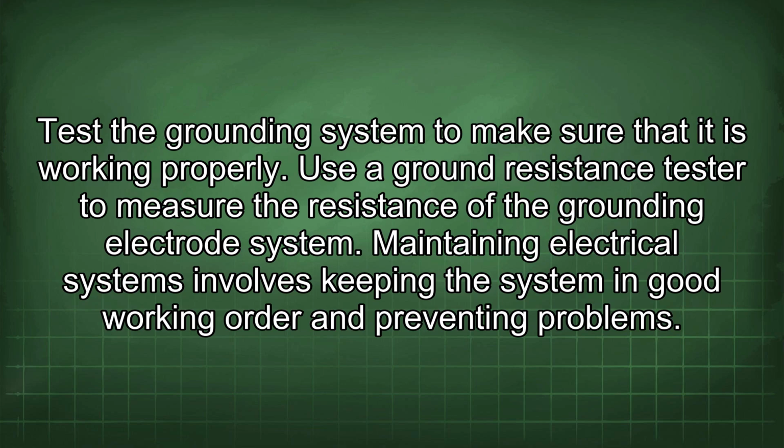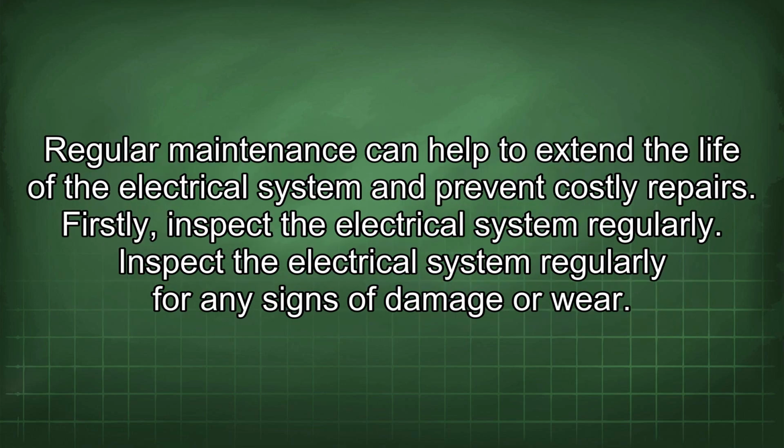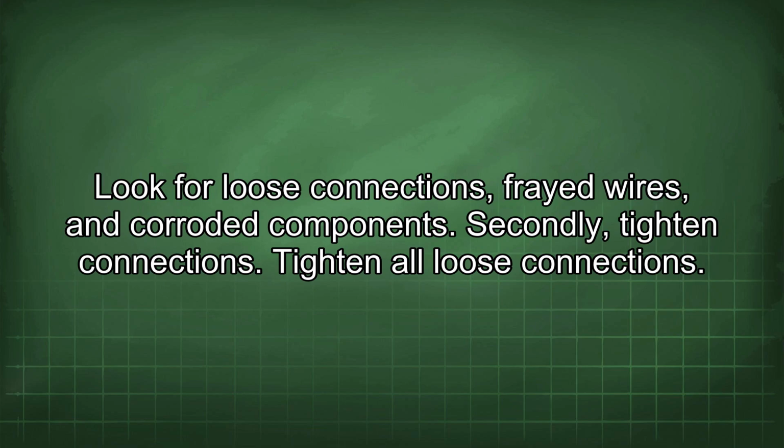Maintaining electrical systems involves keeping the system in good working order and preventing problems. Regular maintenance can help to extend the life of the electrical system and prevent costly repairs. Firstly, inspect the electrical system regularly for any signs of damage or wear. Look for loose connections, frayed wires, and corroded components.